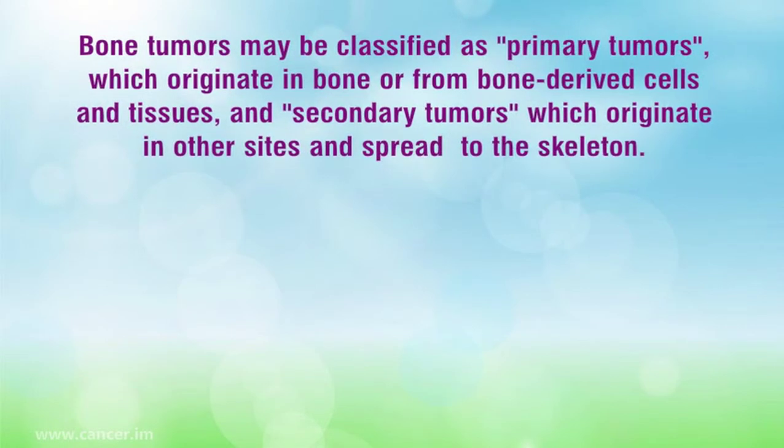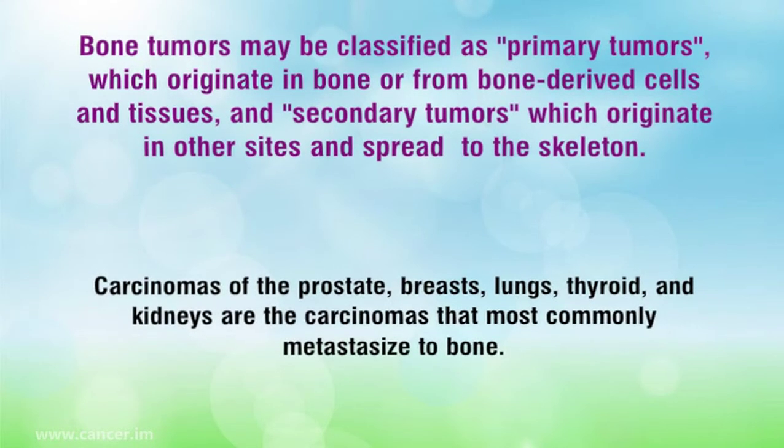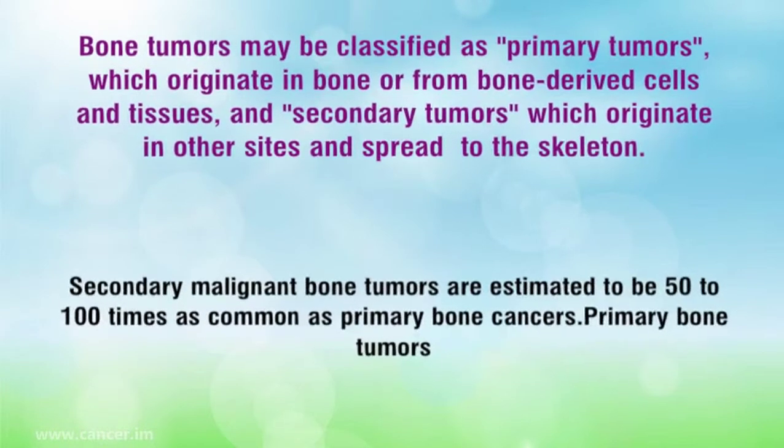Bone tumors may be classified as primary tumors, which originate in bone or from bone-derived cells and tissues, and secondary tumors, which originate in other sites and spread to the skeleton. Carcinomas of the prostate, breasts, lungs, thyroid, and kidneys are the carcinomas that most commonly metastasize to bone. Secondary malignant bone tumors are estimated to be 50 to 100 times as common as primary bone cancers.